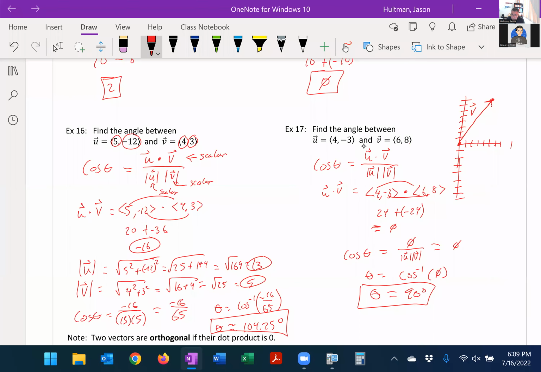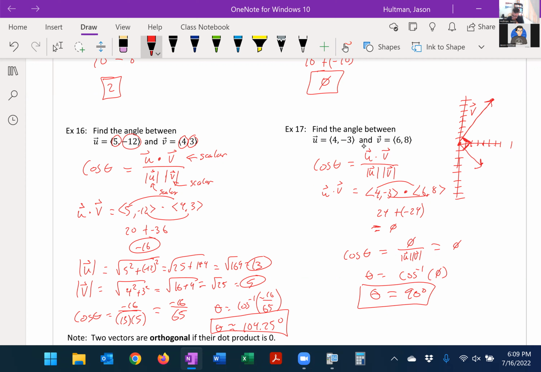Okay, vector u. Vector u is 4, negative 3. So I'm going to go out 4. 1, 2, 3, 4. And then down 3. 1, 2, 3 is right here. And lo and behold, that is a right angle.